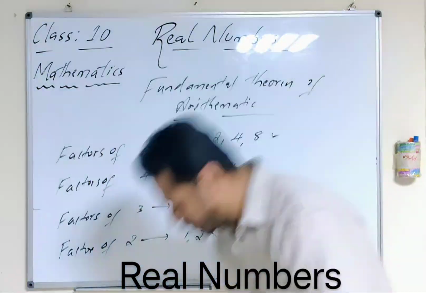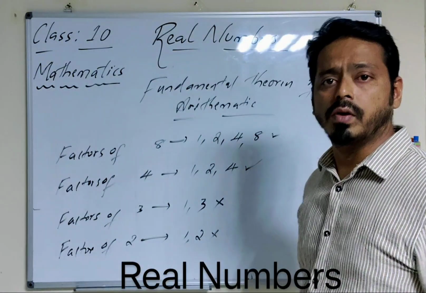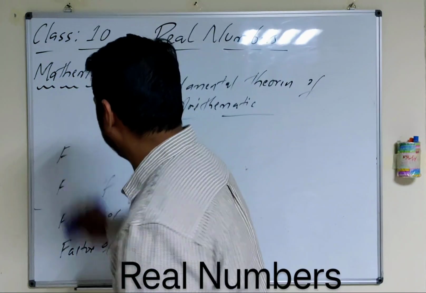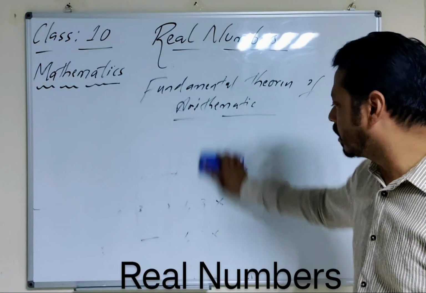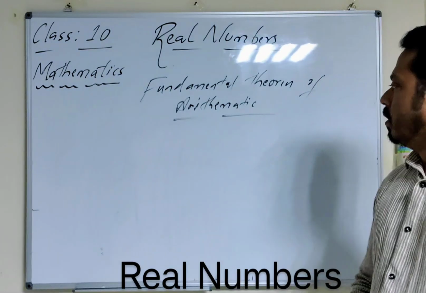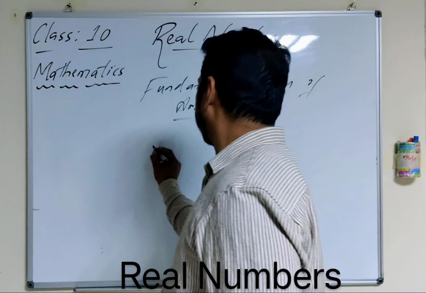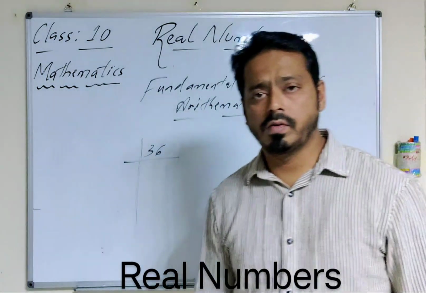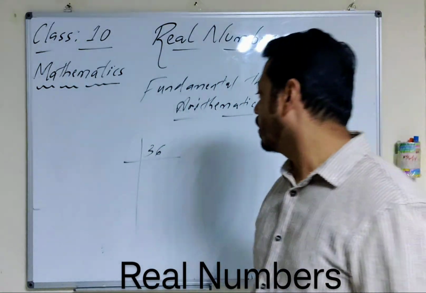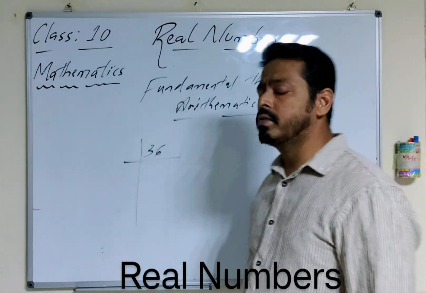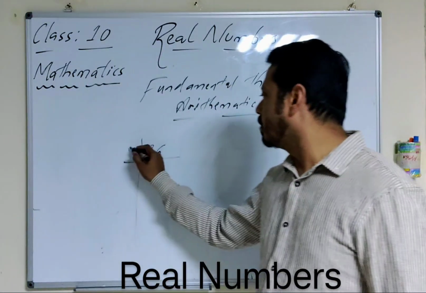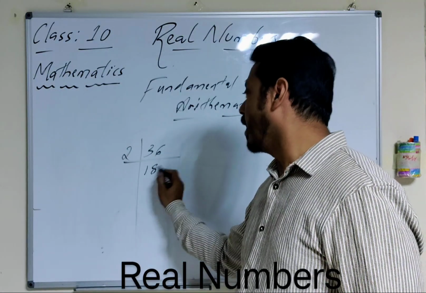Now let us see how we are going to represent these composite numbers as a product of prime factors. Let us consider the number 36. Let us write the number 36. Now you know how to take the prime factors of a given number. You have learned this in your earlier classes also. So let us see which is the smallest prime number that divides 36. That is 2. 2 times how much? 2 times 18.